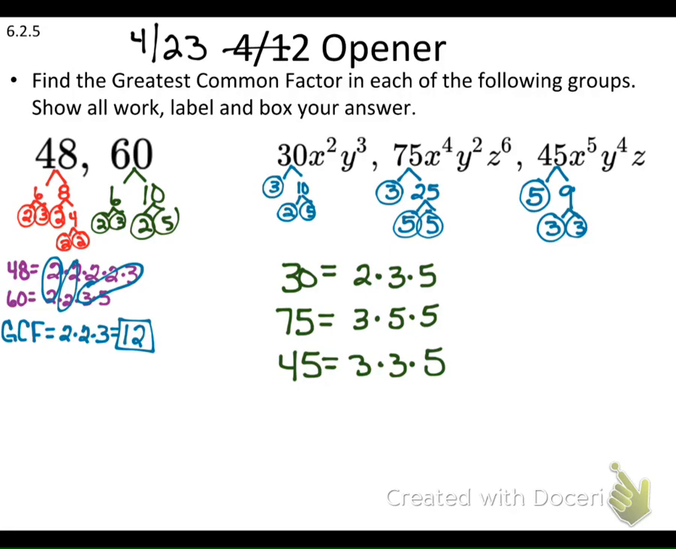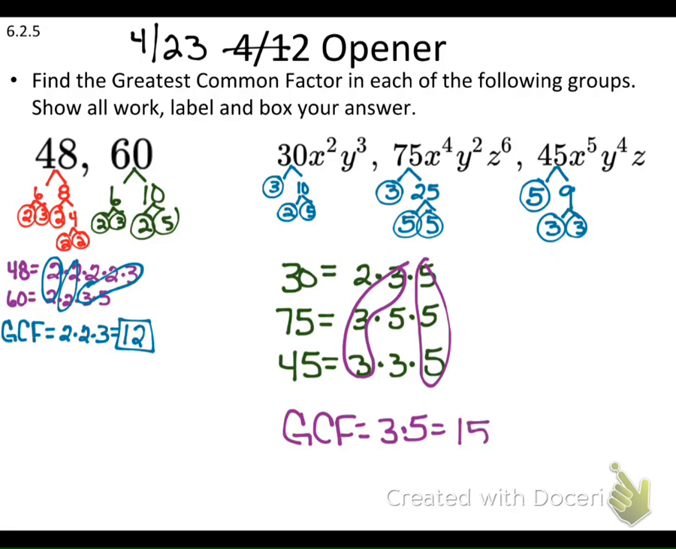Okay? What's my next step? See what they have in common. What do they have in common? 3. And they have a group of 5s. Doesn't matter which 5 I circle. Do they have anything else in common? No. Okay, so then my greatest common factor is going to be 3 times 5, because I bring those two numbers down. What's 3 times 5 equal? 15.